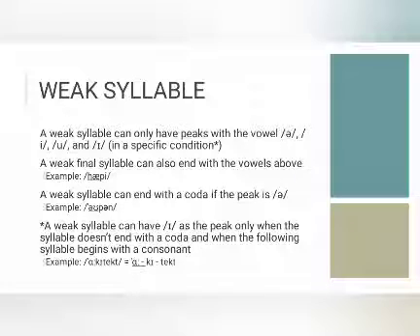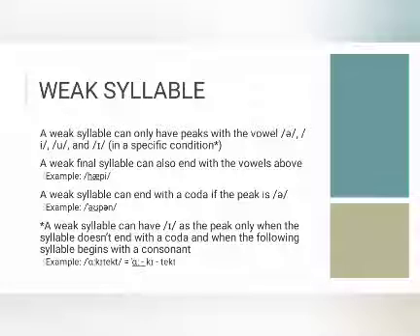A weak syllable can only have peaks with a vowel schwa, i, u, and e in a specific condition. A weak final syllable can also end with the vowels above. For example, the word happy. And a weak syllable can end with a coda if the peak is schwa. For example, the word upon.